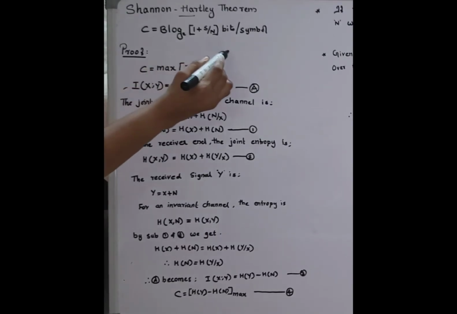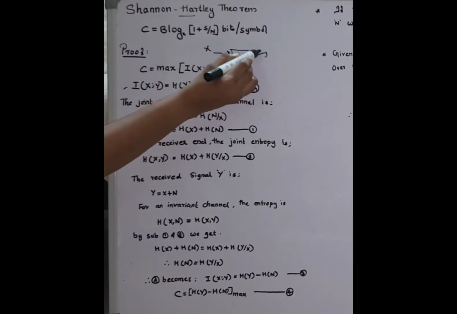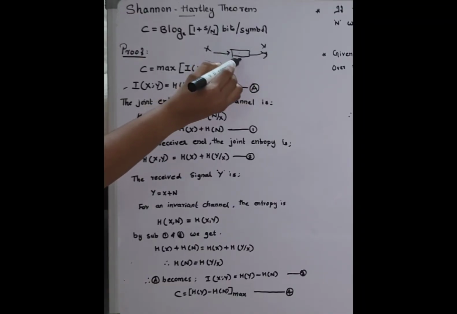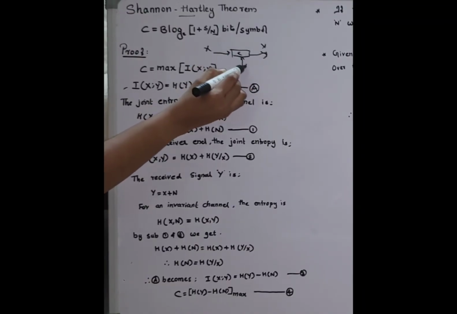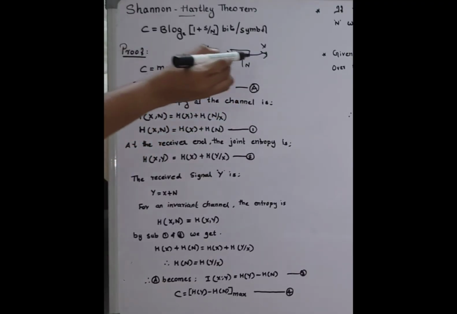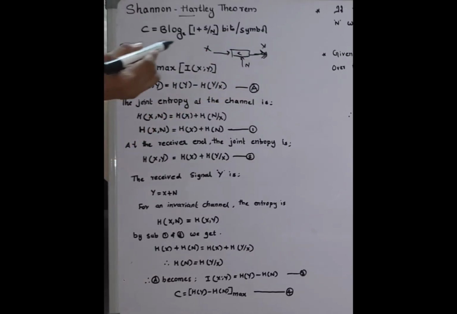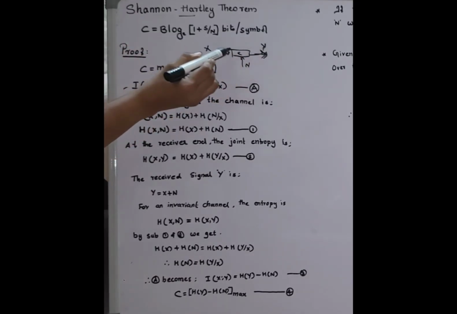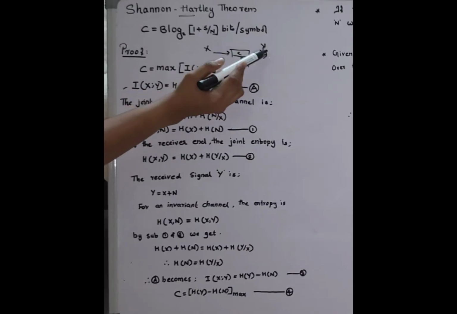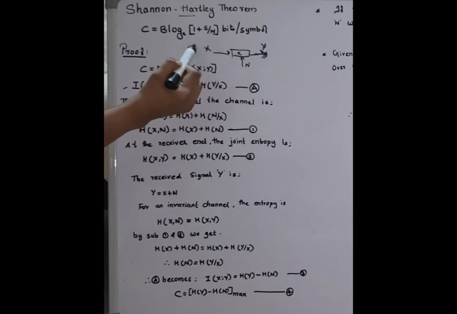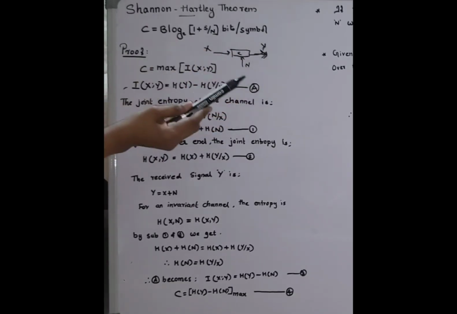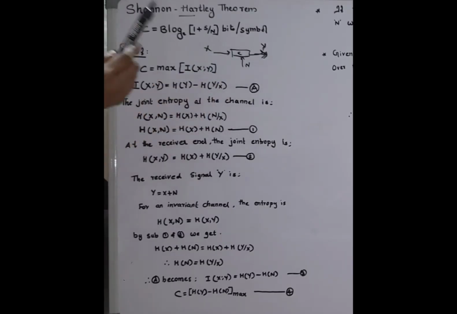If this is a system, we give input x and get output y. This is the channel, and noise is added in the channel. If the noise is 0, then the output y is what we send as input, that is, y is equal to x. If there is noise, then the output y is equal to x plus n. This is the system.